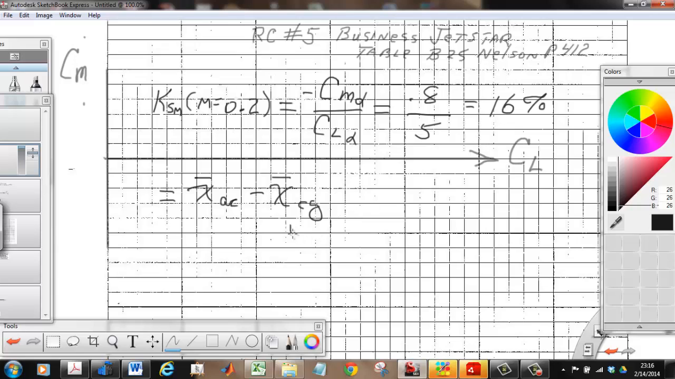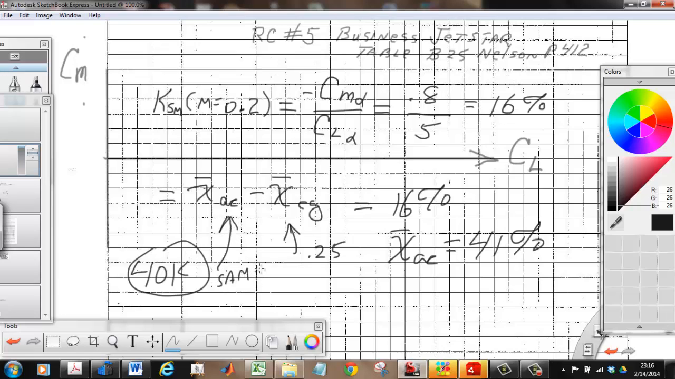And so if the CG is given at 0.25, that means that the aerodynamic center would have to be after that, so it would be 0.41. So XAC would equal 41%. If you climb to 40,000 feet, the aerodynamic center is going to be the same.